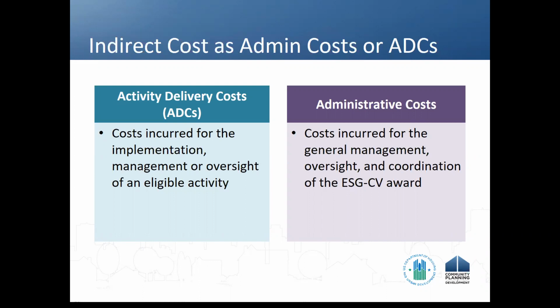ADCs are costs incurred for the implementation, management, or oversight of an eligible activity, like reviewing beneficiary applications for eligibility. Administrative costs are costs incurred for the general management, oversight, and coordination of the ESG-CV award and are subject to the administrative cap.